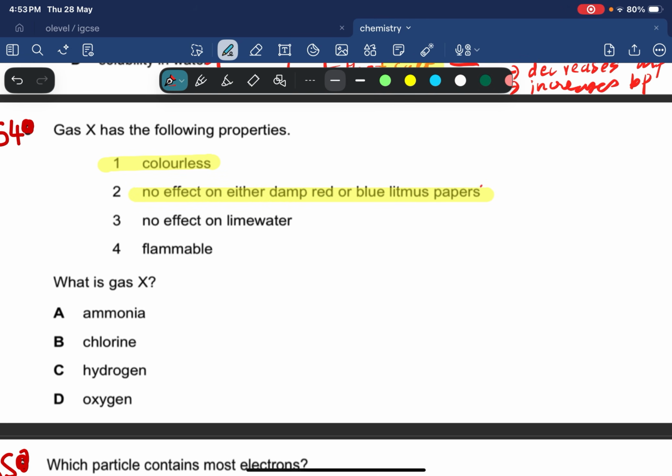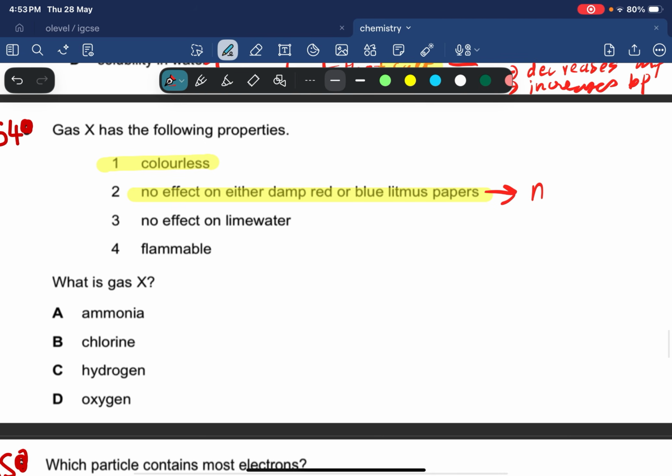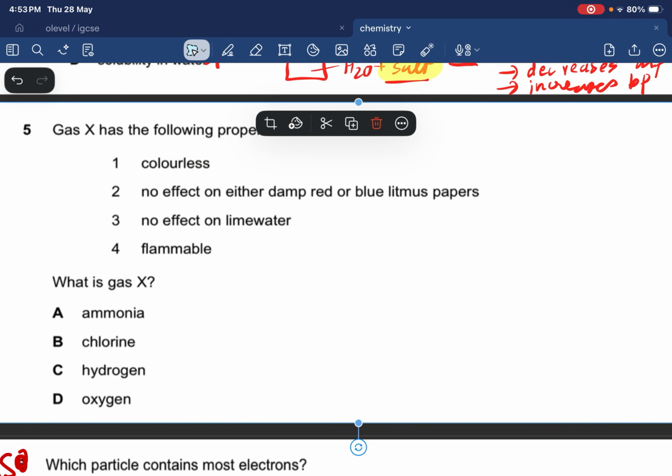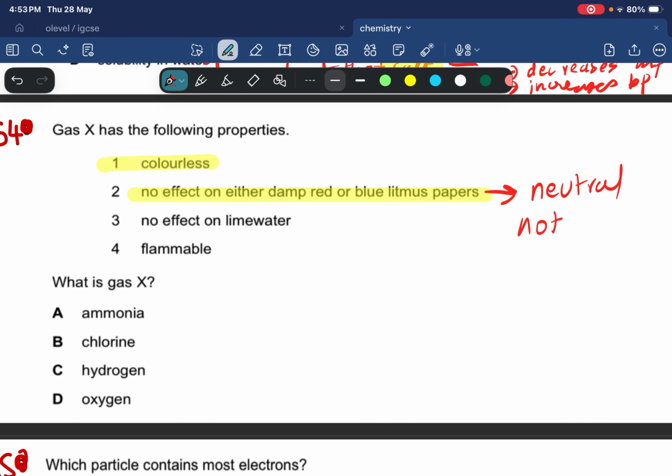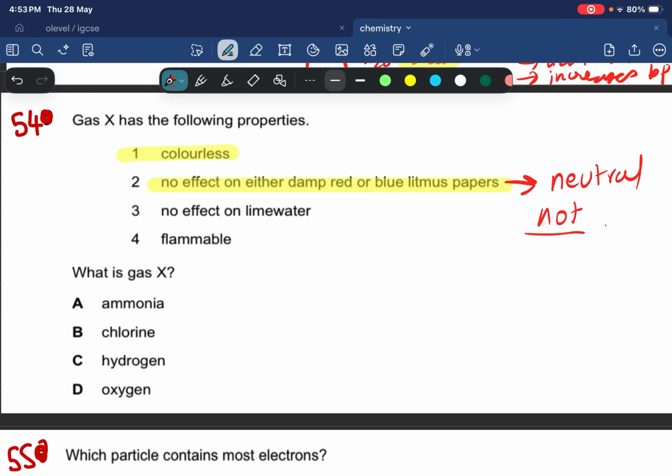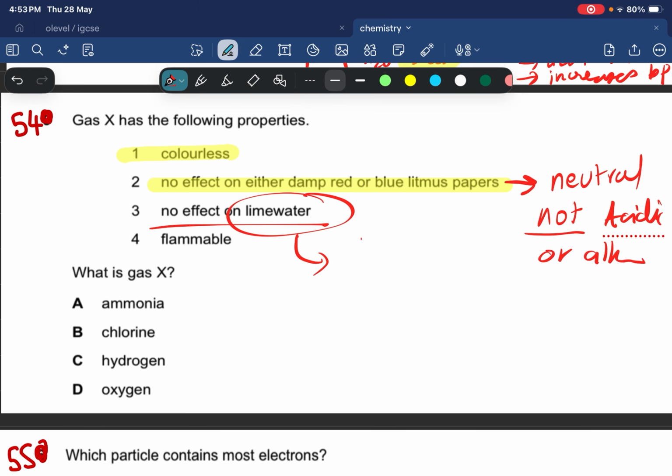It has no effect on either damp red or blue litmus paper. That means every property is telling me something about the gas. It's a neutral gas. It's not acidic. It cannot be HCl. It cannot be ammonia, because ammonia is going to change the color of red litmus paper to blue, and HCl is going to make the blue litmus paper red. These are acidic and alkaline gases, so neutral, not acidic or alkaline. Next, no effect on lime water. Lime water is only affected by carbon dioxide gas. Carbon dioxide gas forms a precipitate of calcium carbonate in lime water.